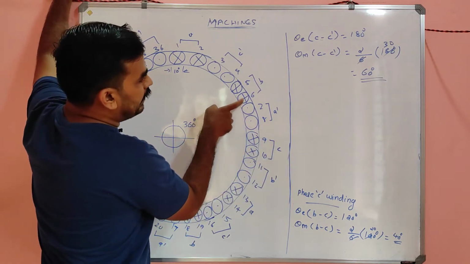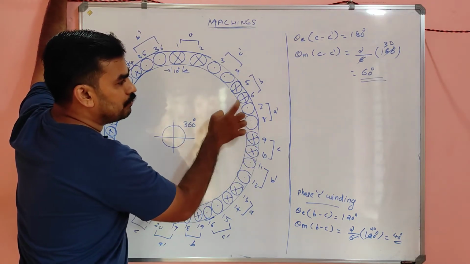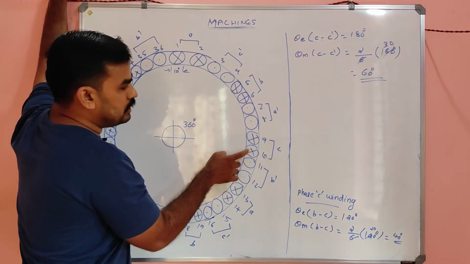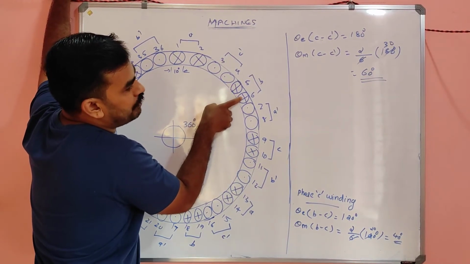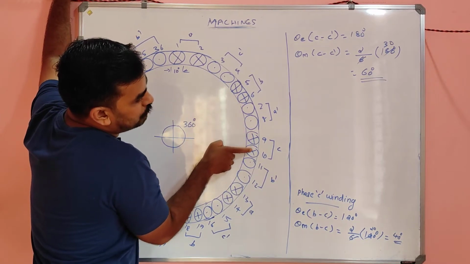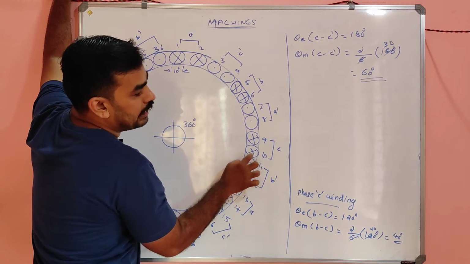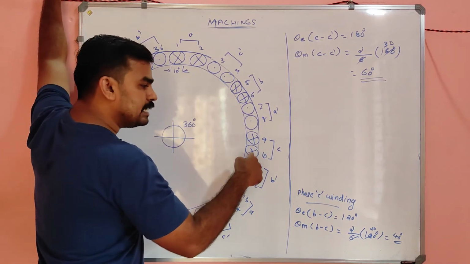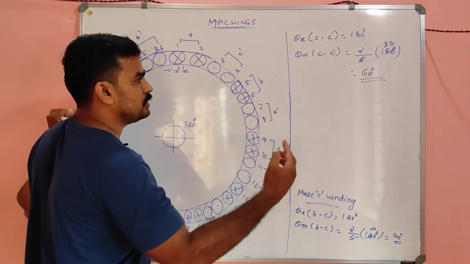Okay, 10, 20, 30, 40, correct. After 40 only you can wind for C. This is B, I mean only here we wound B. So after that, 10, 20, 30, 40. So after 40 degrees you will start the C winding. So this is the C winding. Is it clear now? Okay, no confusion, correct.